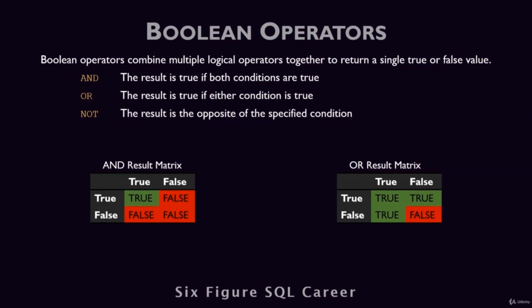Or is the opposite. Or returns true if either one of the conditions is true. So on the bottom right is an OR result matrix. So if I have a condition A on my top, my header, and a condition B, which is my row, then A or B will return true if either one of them is true or they are both true. It will only return false if they are both false. Finally, there is the not operator. Not will return the opposite of the specified condition that comes after the not operator.